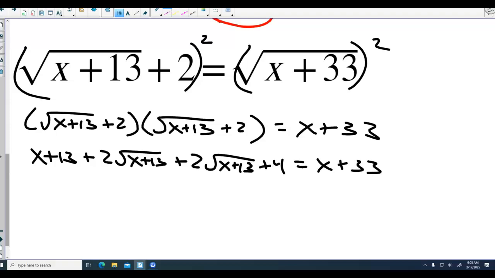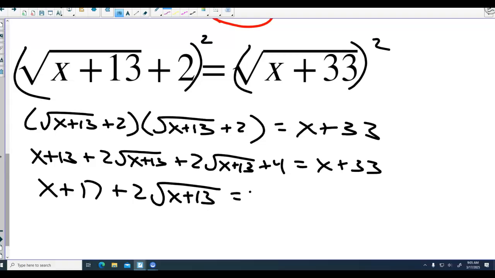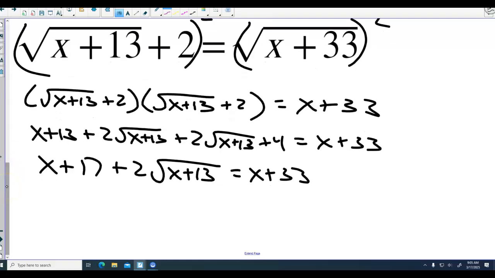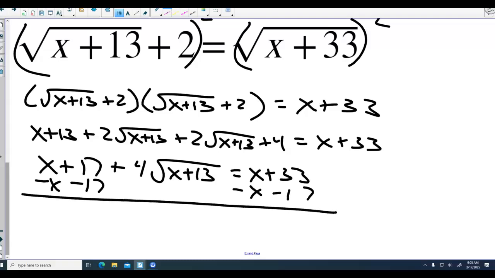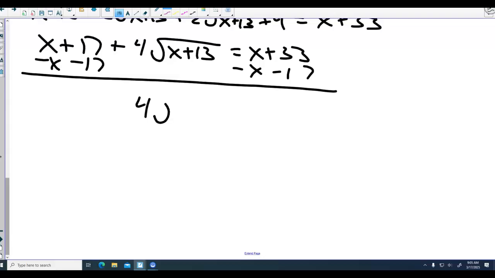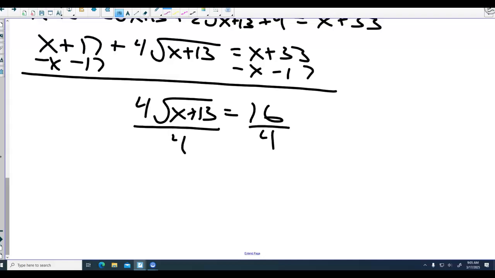We're going to combine our like terms. So x plus 17 plus 2 times the square root of x plus 13 equals x plus 33. Now, I already made a mistake there. Hold on. All right. Should be a plus 4 here. The 2 and 2 is 4. We moved everything over. What's nice here is the x cancels out. So we end up with 16. We divide both sides by 4.